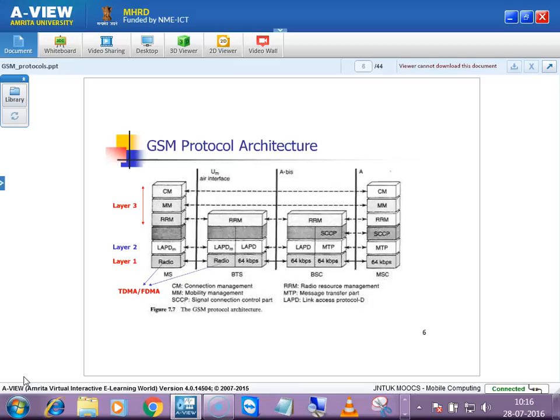And after this, in the MS stack, you will have RRM. RRM is radio resource management. How you are managing this: what base station resources are allocated to you, what you are using, what the different time slots are. These things come under radio resource management. And this is mobility management, and this is connection management. Connection management is about how a connection is established, how long that session should be maintained, and when that session should be torn down. Those kinds of things come under connection management.